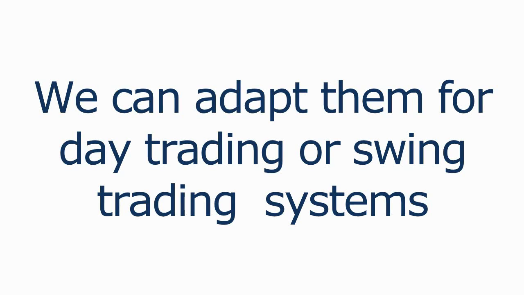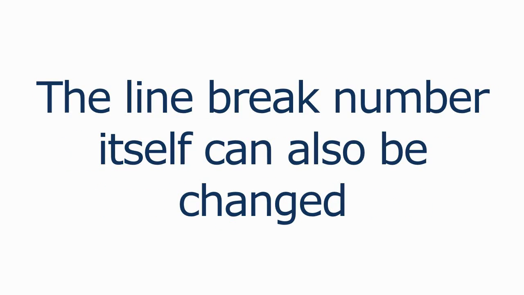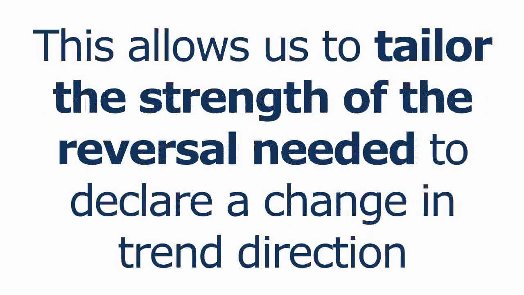Although the 3 line break is the most popular chart, it's also possible to build 2 line breaks, 4 line breaks, or whatever. The difference being that a reversing line needs to break the lowest low or the highest high of the previous 2 or 4 lines, respectively. And this allows us to tailor the strength of the reversal needed to declare a change in trend direction or change in line color.